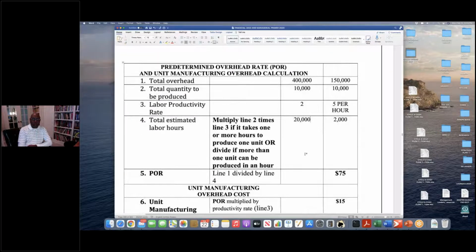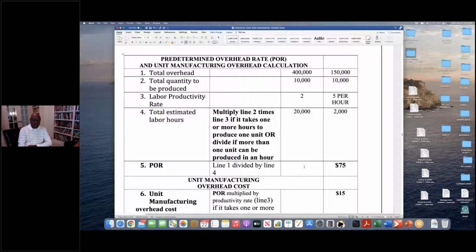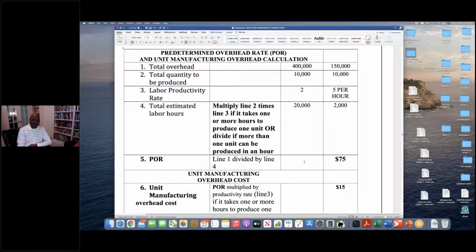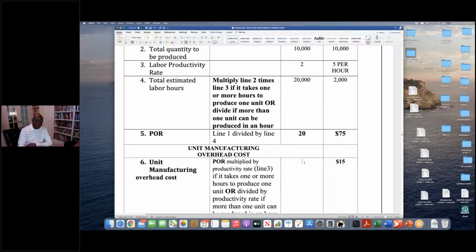So when we divide 400,000 by 20,000, what's our POR? 20. Yeah, it's 20. Our unit manufacturing cost is the POR multiplied by the productivity rate. That's correct. So it's going to be 40.